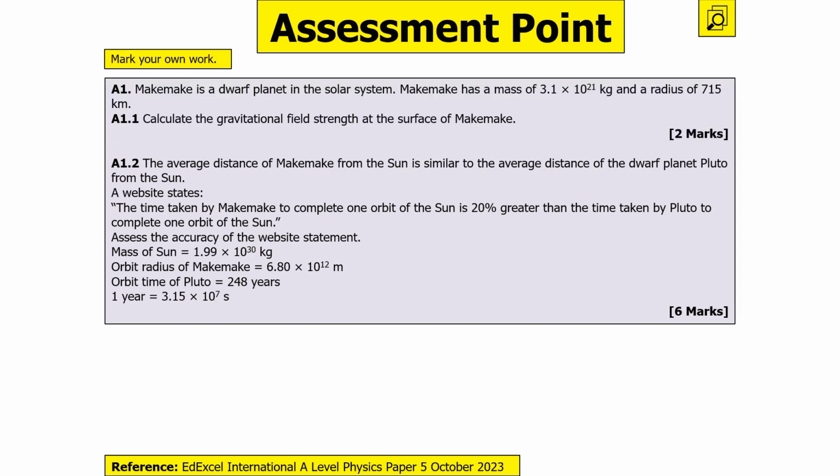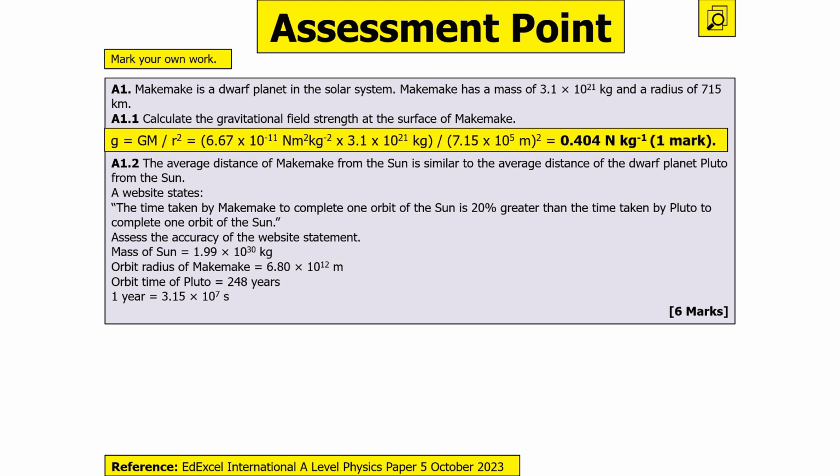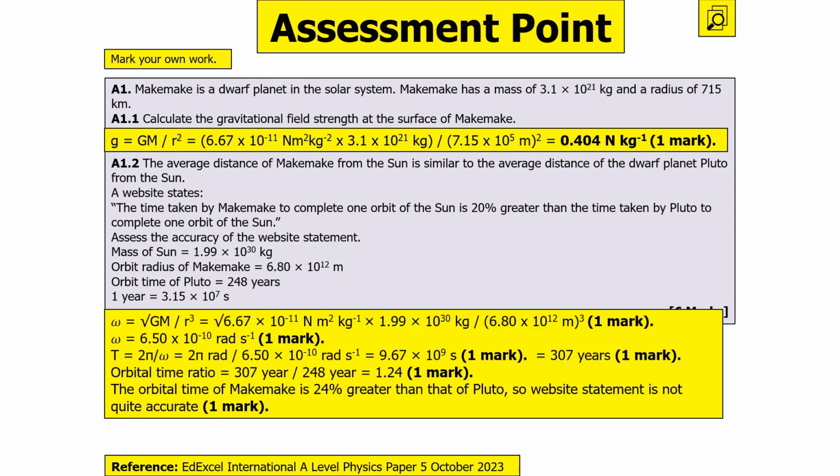Right, so this first one, gravitational field strength, how do you work that through? It's GM over r squared. Pop in all the numbers, you've got the values given to you. Remember, we don't work in kilometers, we work in meters. Remember to square the value for r and we get 0.404 newtons per kilogram.